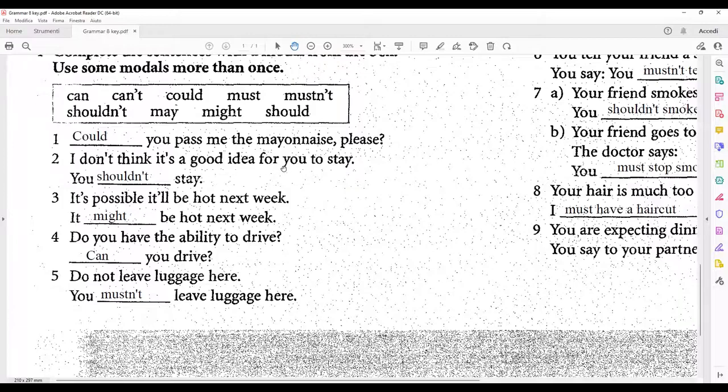I don't think it's a good idea for you to stay, right? So you shouldn't stay, right? You shouldn't stay. It's my idea. I don't think. You shouldn't stay.